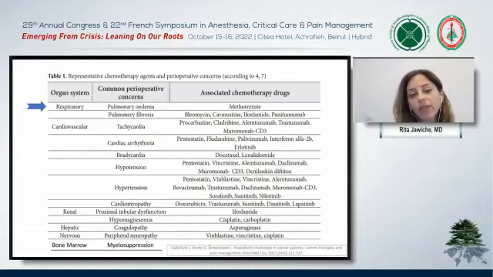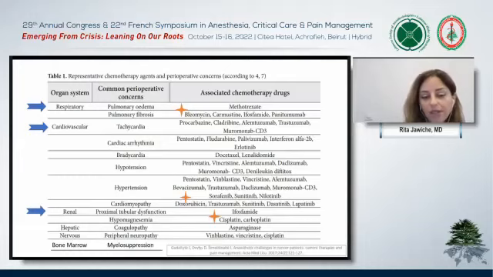For the respiratory system, we have mainly a concern with pulmonary fibrosis. On the cardiovascular system, the toxicity can range from arrhythmias to cardiac failure. In the renal system, it's mainly renal impairment. On the hepatic system, it will be disorders in the coagulation system. For the nervous system, it's peripheral neuropathy, with concerns when we have regional anesthesia to perform. And for the bone marrow, it's the overall myelosuppression.